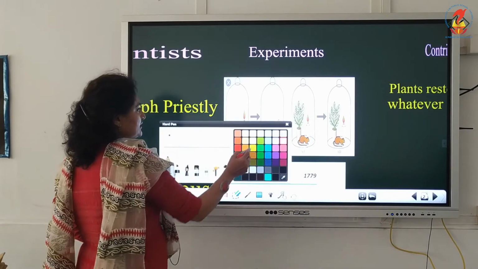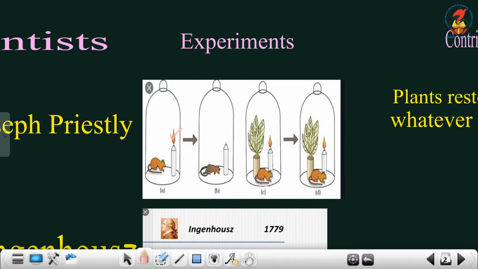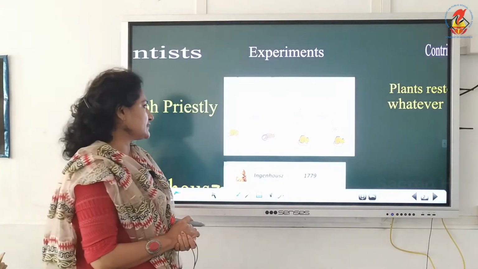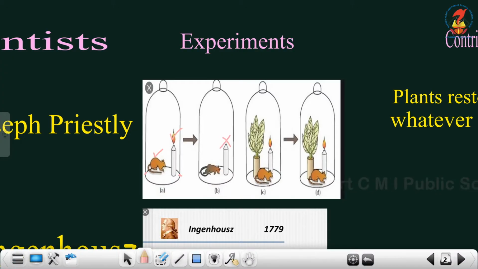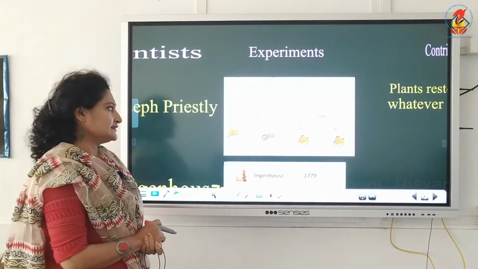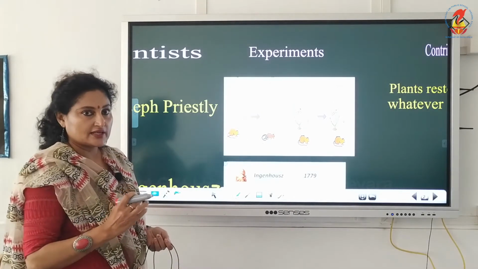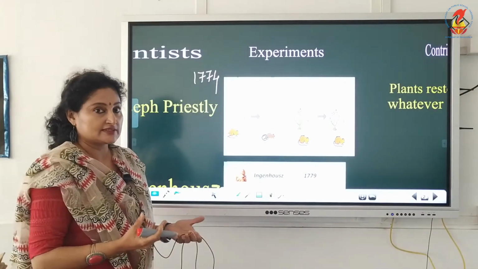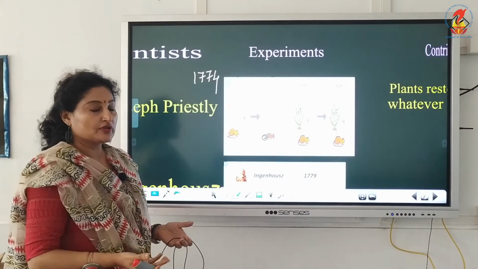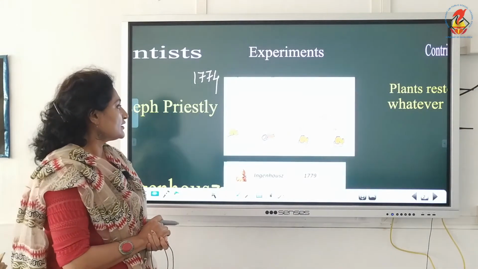In his experiment, he put a burning candle and a live rat in a bell jar that was sealed with Vaseline so that it was airtight, and you can expect what to happen. After some time, the candle got exhausted and the rat got suffocated and died. So he knew something. It was way back in 1774 when oxygen or carbon dioxide was not at all identified as a gas that is evolved or given out during respiration, or the gas that is taken during respiration.